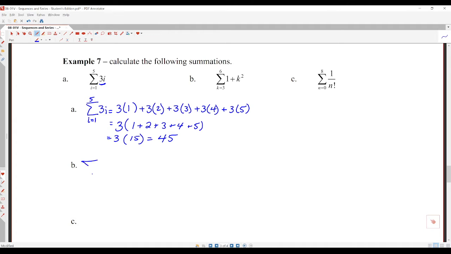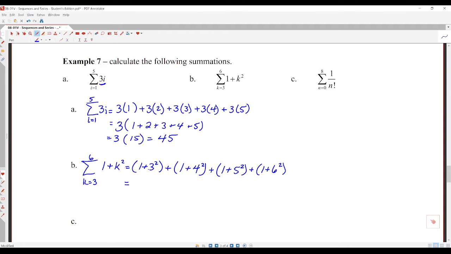Second example, we are adding up k equals, and we're starting with 3 this time, up until 6. And that is going to be terms that look like 1 plus something squared. So we have 1 plus, and our first k is 3, plus 1 plus our second k is 4. Our third k would be 5, all the way up to 6.